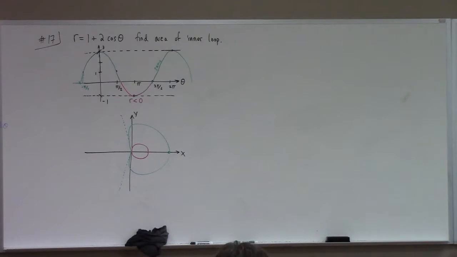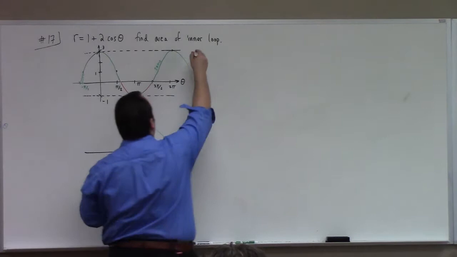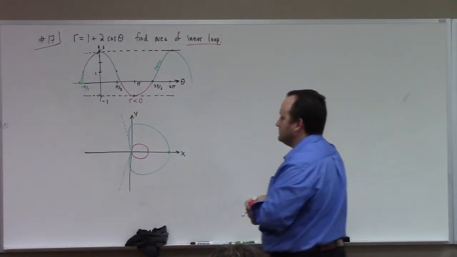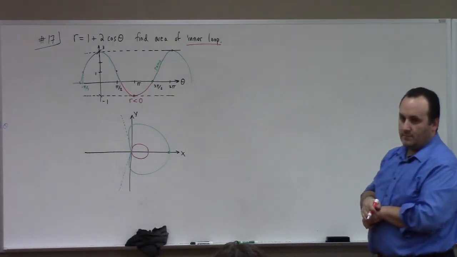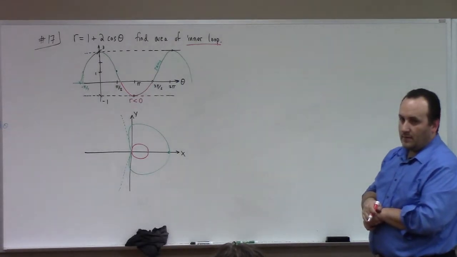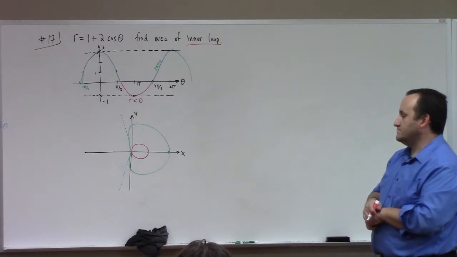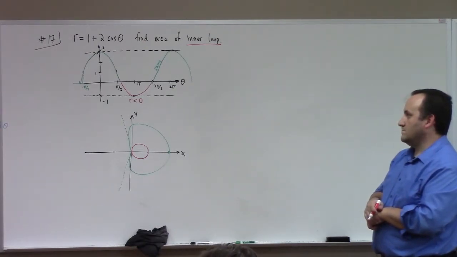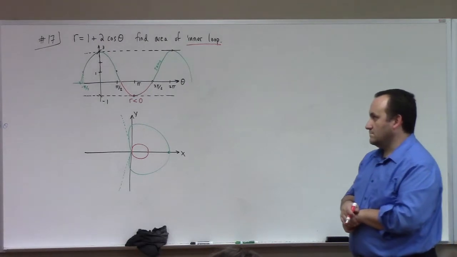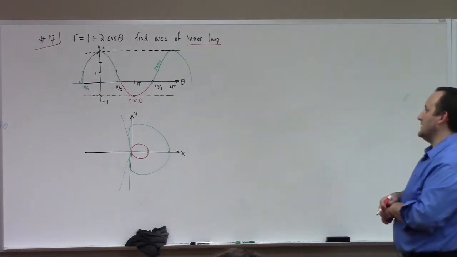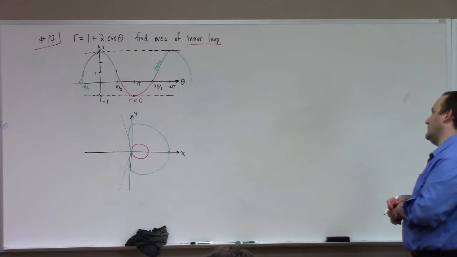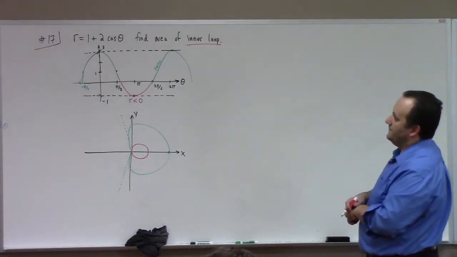So it's asked us to find the area of the inner loop. Well, we found the inner loop, right? So we simply integrate from pi over 2 to 3 pi over 2. Hmm. No, it's not that simple.